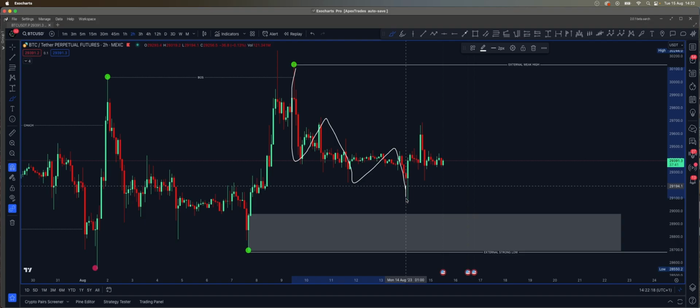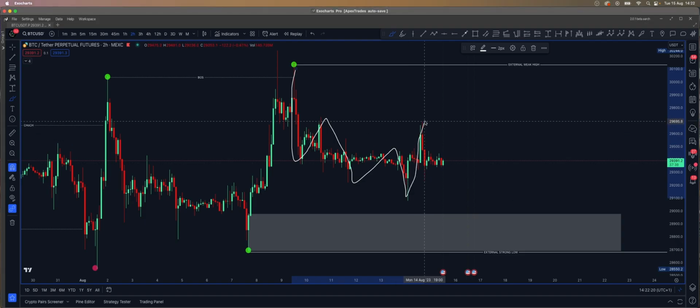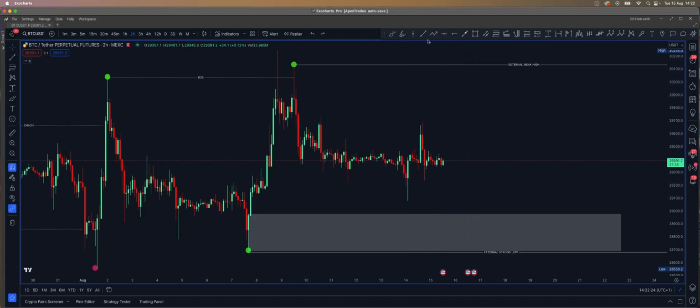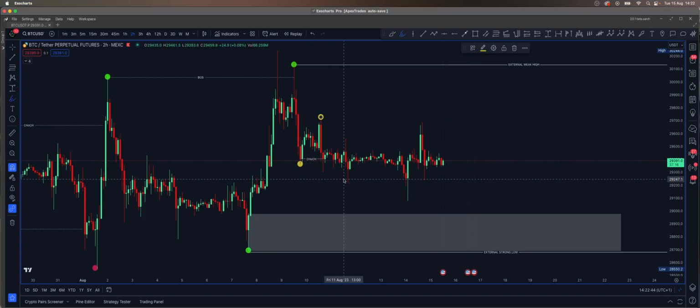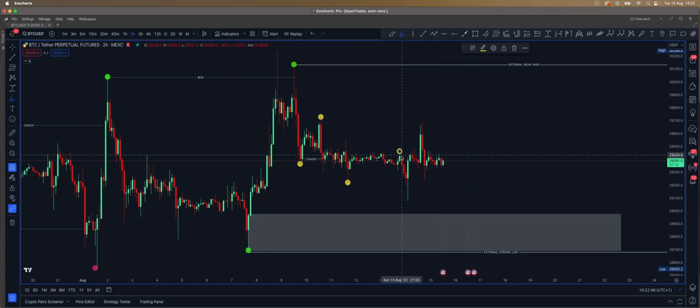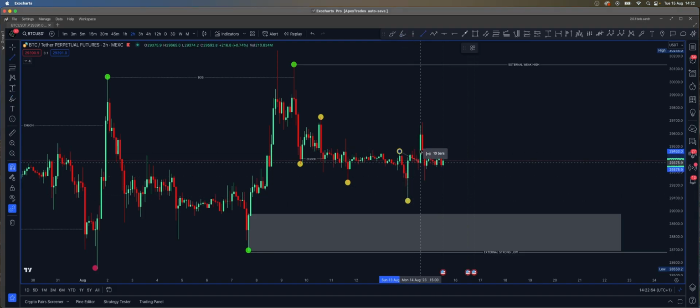Well, interestingly enough, now we've changed character, right? So let's just map that out. Price has come down, made a new internal low, and we have a change of character, right? Let's color these in our swing color, which is yellow. So there's the low, there's the high, new low, new high, new low, change of character here.